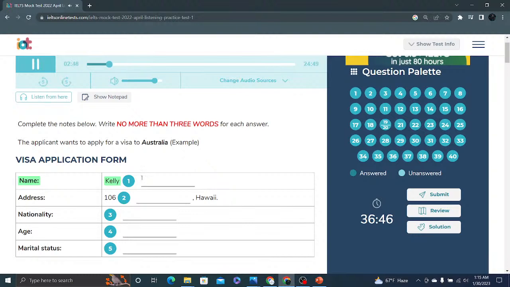Oh, sorry. It's O. So okay, so family name means surname. So now we are going to listen to it and we will need to write it down on the chat box. Okay.